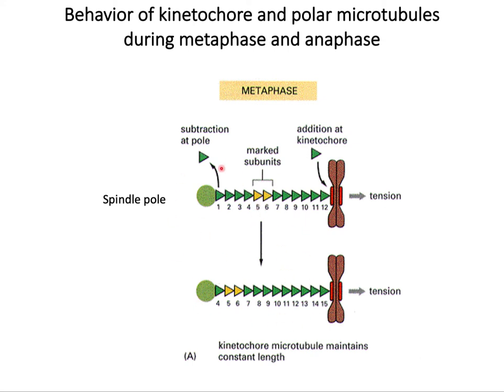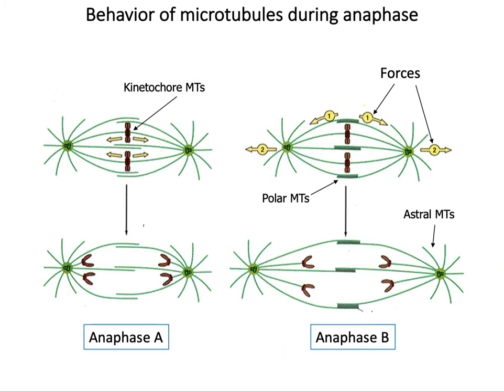And that is why you get the maintenance of this constant length of these kinetochore microtubules during metaphase. And if you could mark these two subunits, for example, by a fluorescent dye, you could see that the subunits appear to move towards the spindle pole because treadmilling is going on. But during the anaphase, the microtubules, all three populations of microtubules, behave very differently.